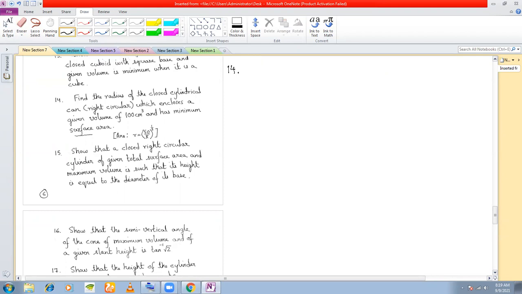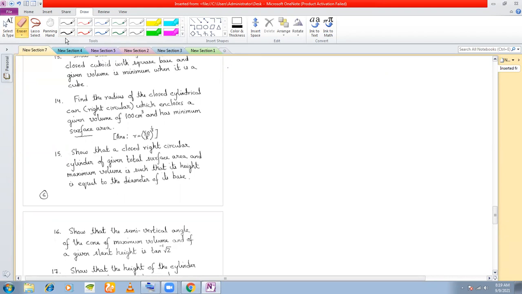The question here is find the radius of the closed circular. Okay, 14 we have finished. I think 15 we'll do. Okay, 15 here is show that a closed right circular cylinder of given total surface area. So total surface area is given.